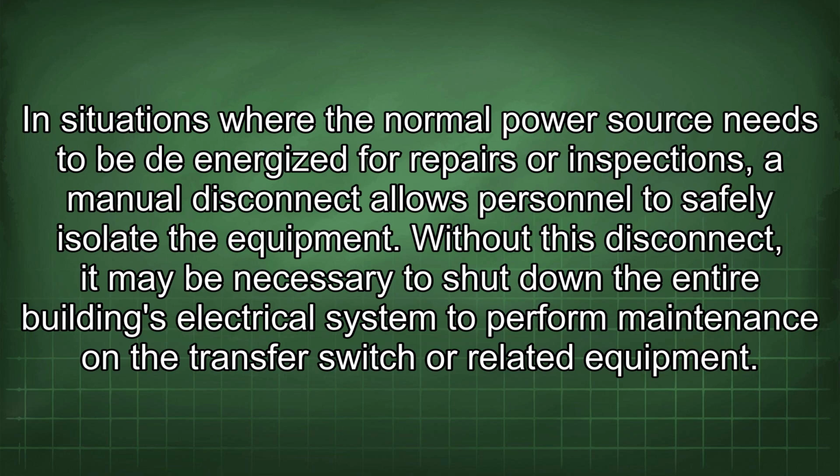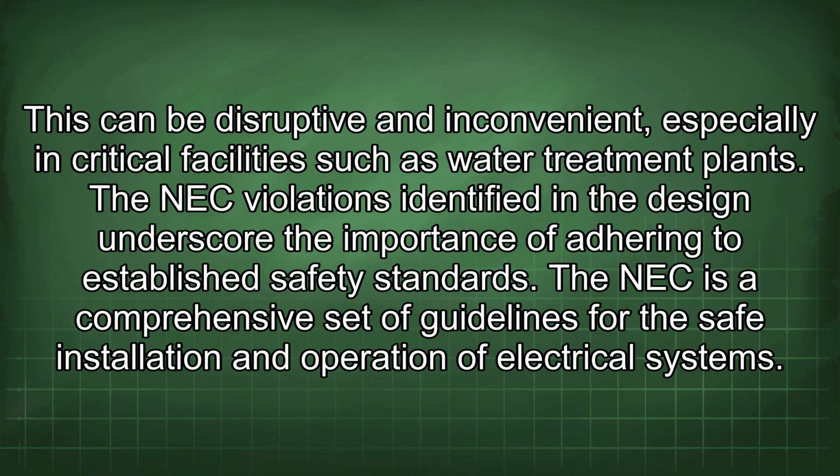In situations where the normal power source needs to be energized for repairs or inspections, a manual disconnect allows personnel to safely isolate the equipment. Without this disconnect, it may be necessary to shut down the entire building's electrical system to perform maintenance on the transfer switch or related equipment. This can be disruptive and inconvenient, especially in critical facilities such as water treatment plants.